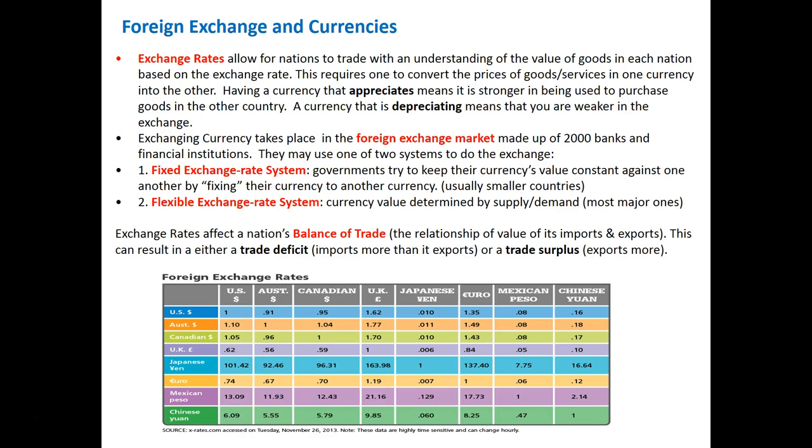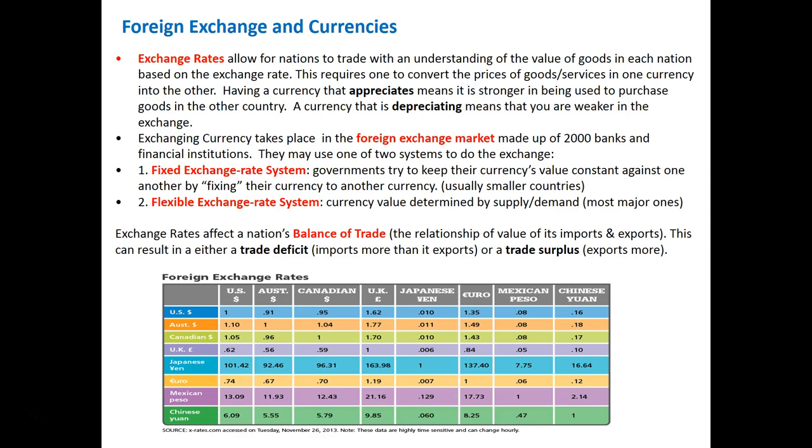We get values of currency through what's called a fixed exchange rate system, and this is usually for more developing nations. Less developed countries will try to attach their currency and fix it to a more stable currency of a larger nation, like the U.S. dollar or maybe the European Union euro. So if the dollar, let's say, goes up a certain percentage in value, their currency would do the same, and so it's one way to just provide some stability.